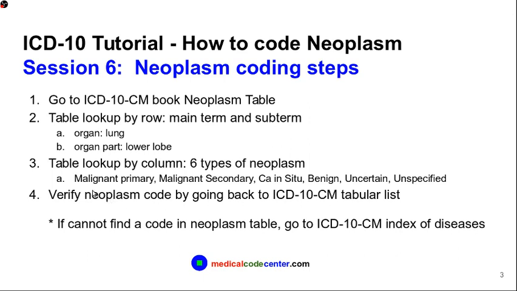Once you find the row and the column, you find a code in the table cell. Then the fourth step is to verify the neoplasm code by going back to the ICD-10-CM tabular list. This is a very important step to ensure the code is correct. This step is the same as when you do an ICD-10-CM index lookup. Also, please notice that if you cannot find a code in the neoplasm table, then you have to use the ICD-10-CM index of diseases.